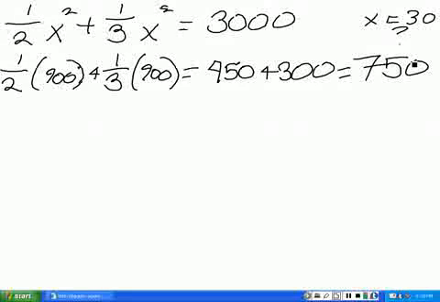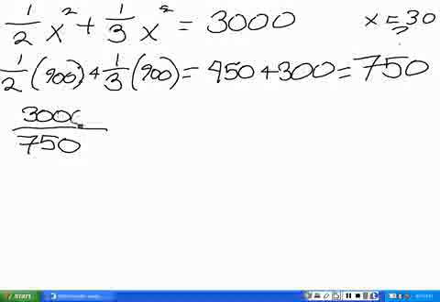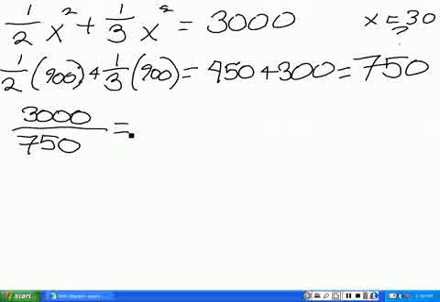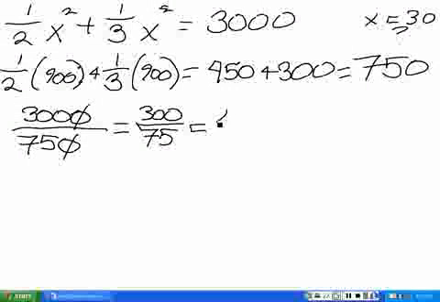We're dealing with squares. So normally what we would do is we would take our answer. How would we get 750 to turn into 3,000? Well, we divide by 750 and then multiply by 3,000. So, well, 300 divided by 75 is 4. So that's what we would multiply by in order to turn our x squared into the right answer.